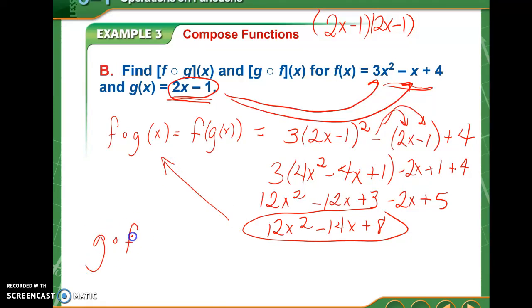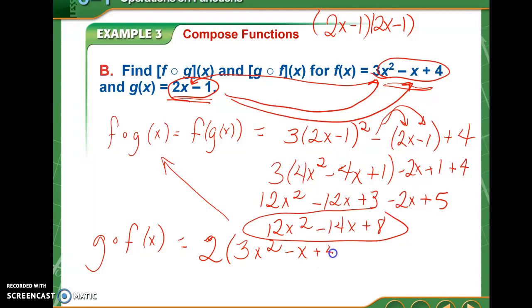So g composed of f is just exactly opposite. I'm putting the f inside of the g function. So now I'm putting this inside of the g function. So here's my g function, 2x minus 1. And where that x is, I'm going to put the f function: 2 times (3x squared minus x plus 4) minus 1. Distribute my 2. And then put my like terms together.